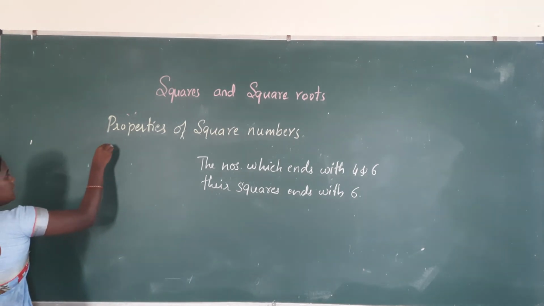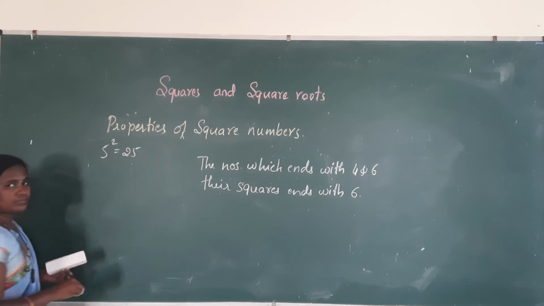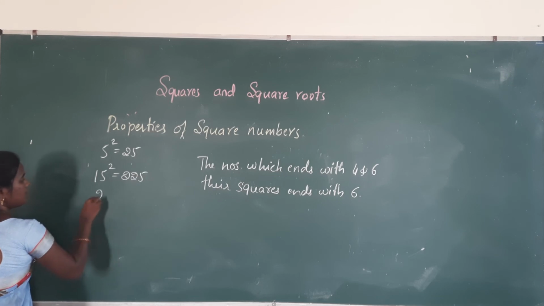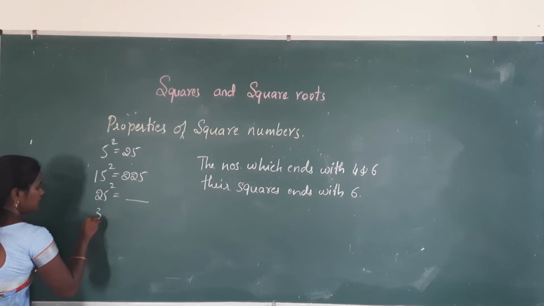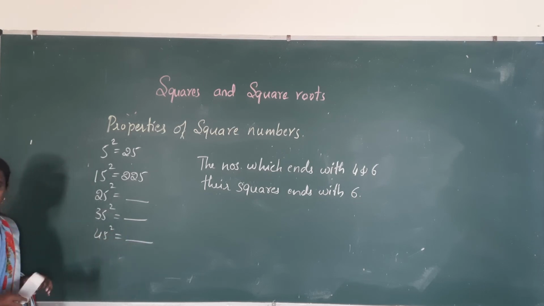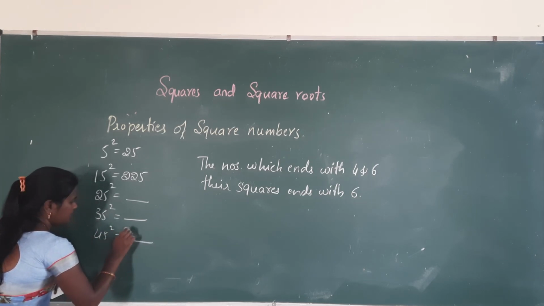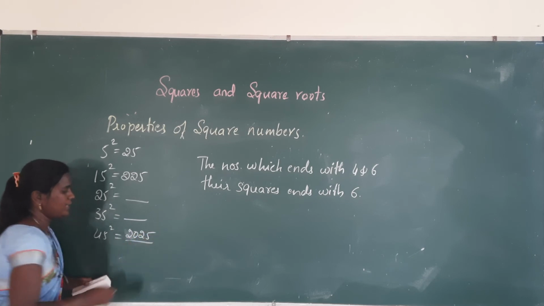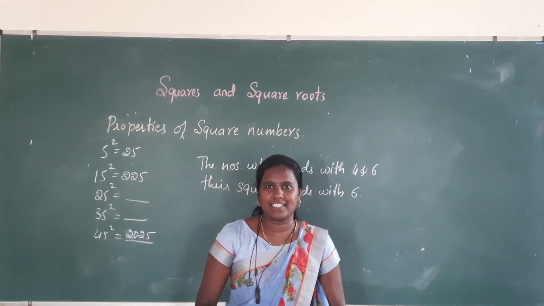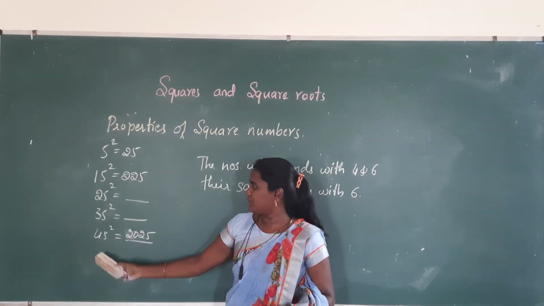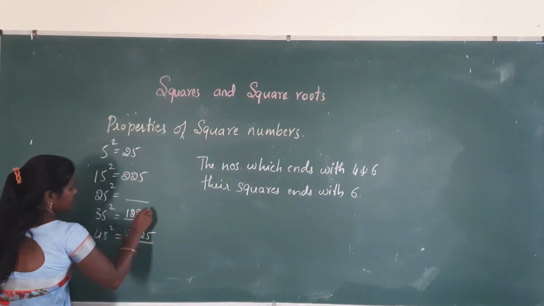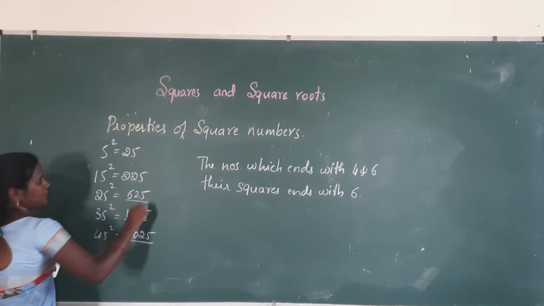5 square is 25. 15 square is 225. Then find 25 square, 35 square, 45 square. 45 square is 2025. There is a trick to find the square of any number which is ending with 5. It is 1225. It is 625.